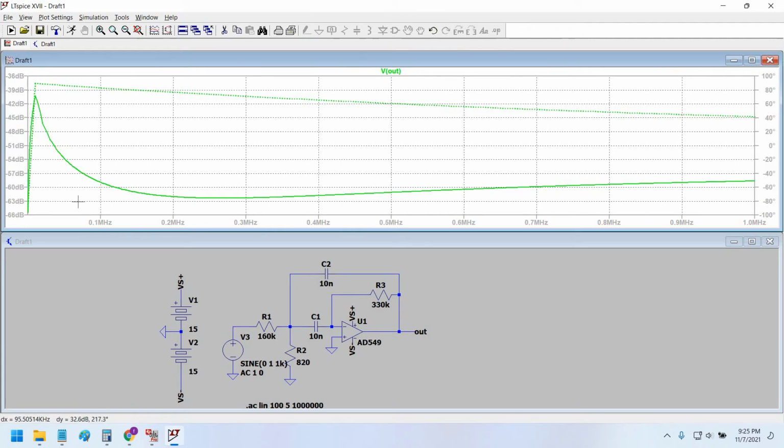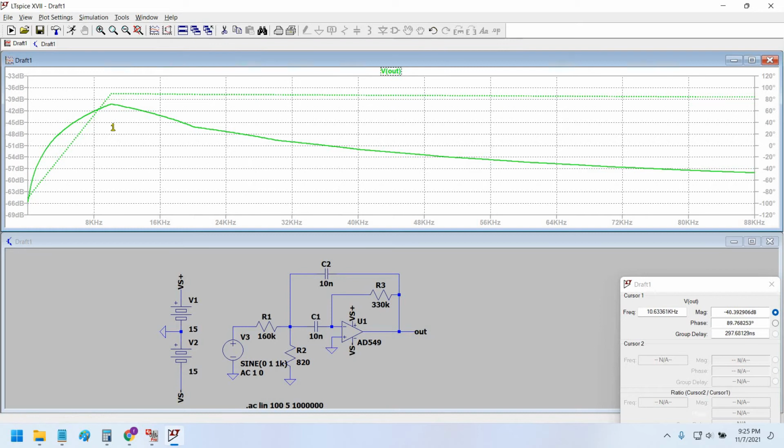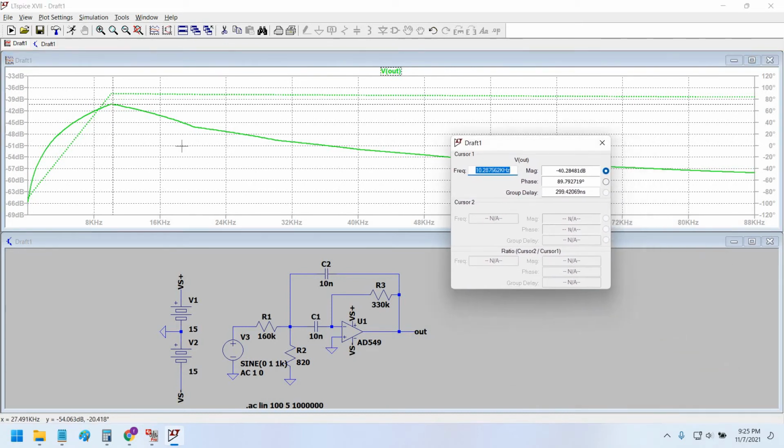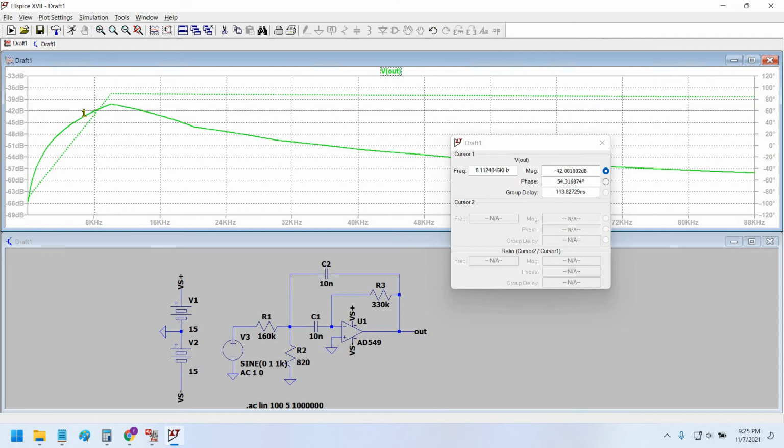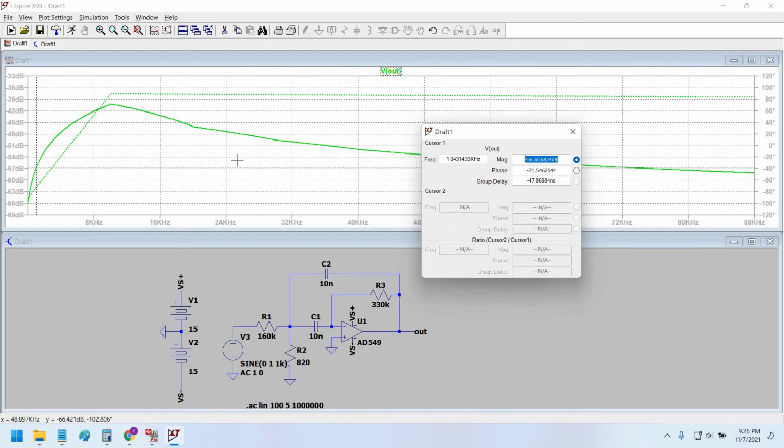Okay, so if we see this curve here, hmm, here appears to be a problem because at 1 kilohertz the signal is very much weak, minus 56 dB.